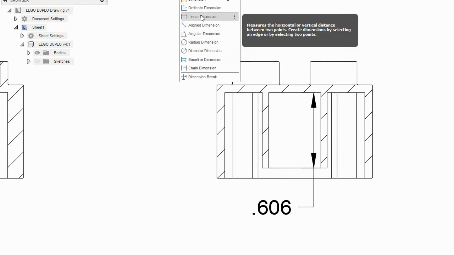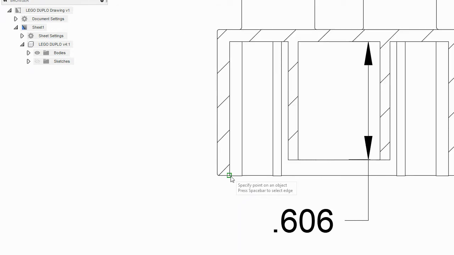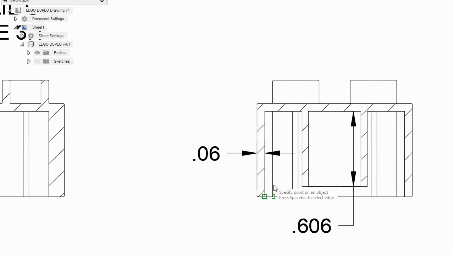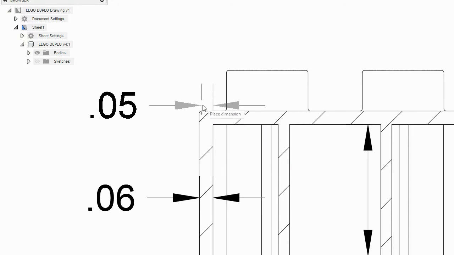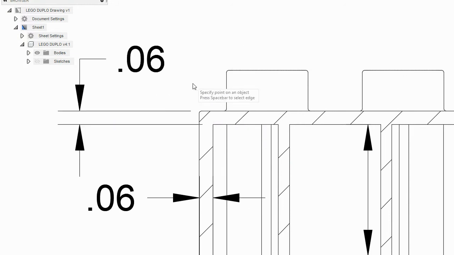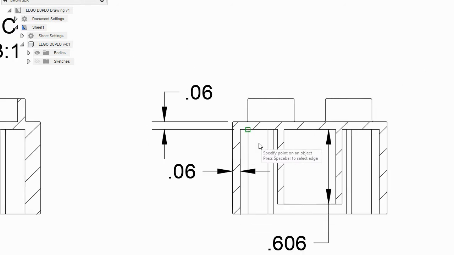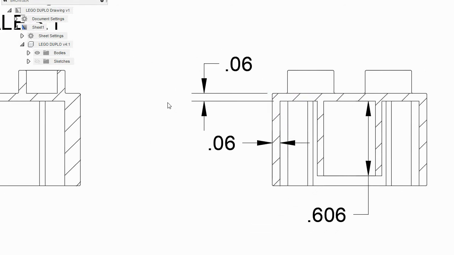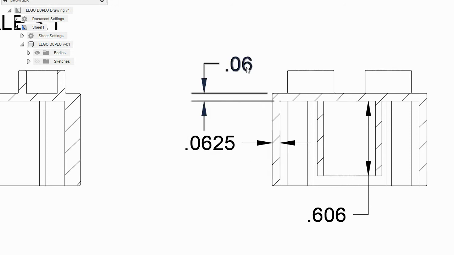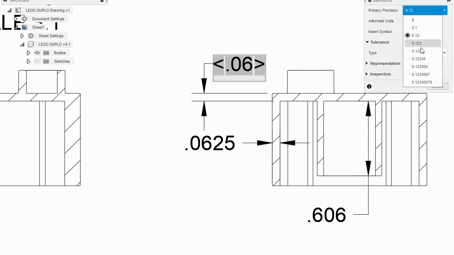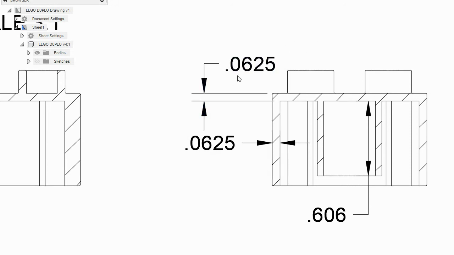If I select dimension, select linear, I can dimension our wall thickness on this sectional view here. I can also dimension the wall thickness of the top surface. I'm going to select Escape and double click and put our precision to 4. I'm going to move these dimensions around to make them more presentable.